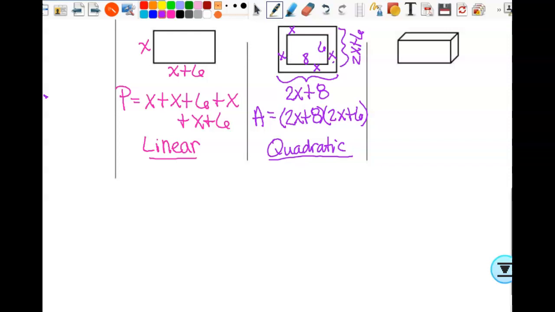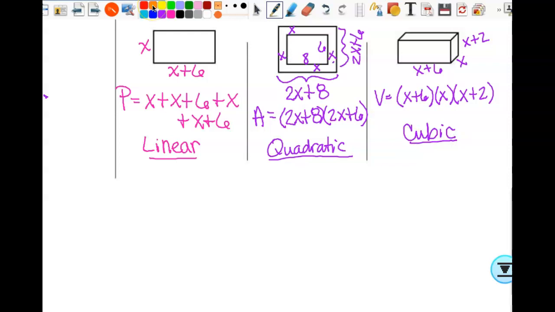Now let's look at volume. I'm sure you already know what the answer is going to be here, but we're going to look at it anyway. So let's say the width of the bottom is x. We'll say that the length is 6 more than that, so x plus 6. And the height is 2 more than the width, so we get this. Then that means I'm going to find volume. So for volume, that is x plus 6 times x plus 2. And that would be cubic, because I would end up with an x cubed.